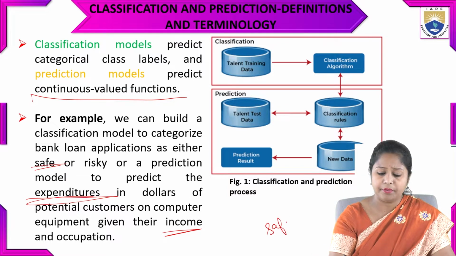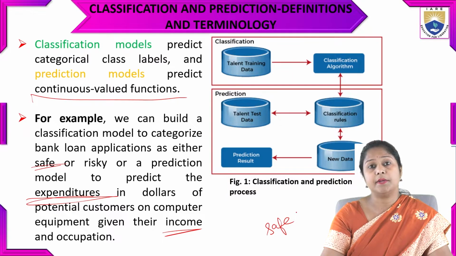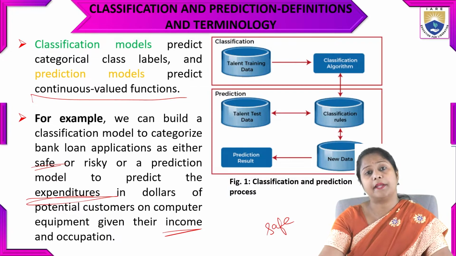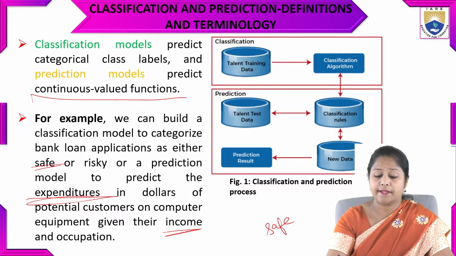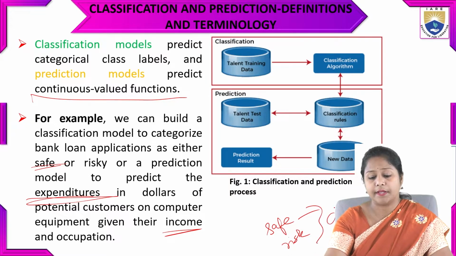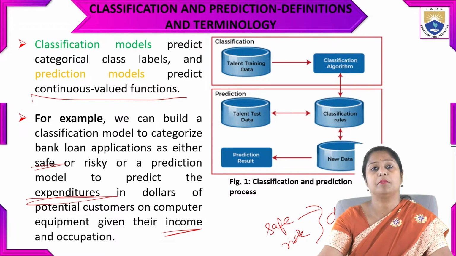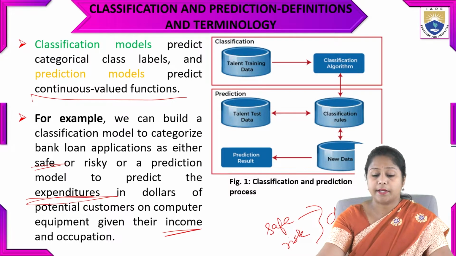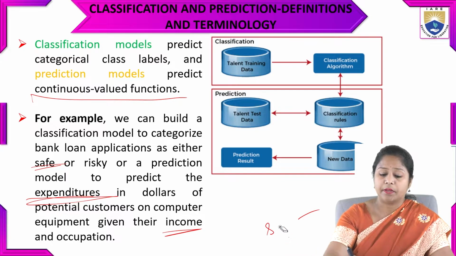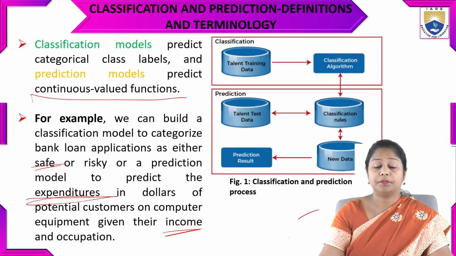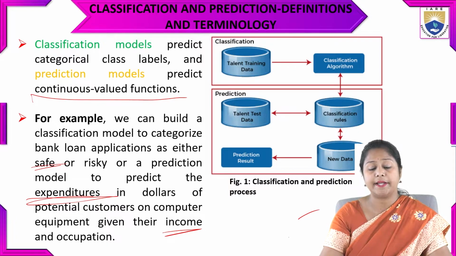On the basis of that, the classification will be carried out: the customer's loan is either risky or safe. On the basis of these two classes of that particular model, the bank employee will be able to give the loan to the particular customer. On the right-hand side, we can see the classification and prediction process and how it proceeds. In classification, there will be the training data.